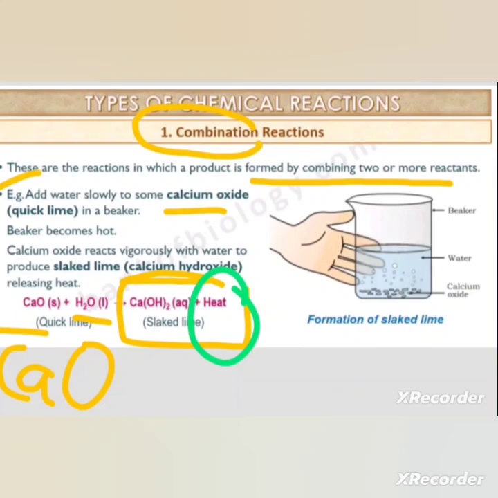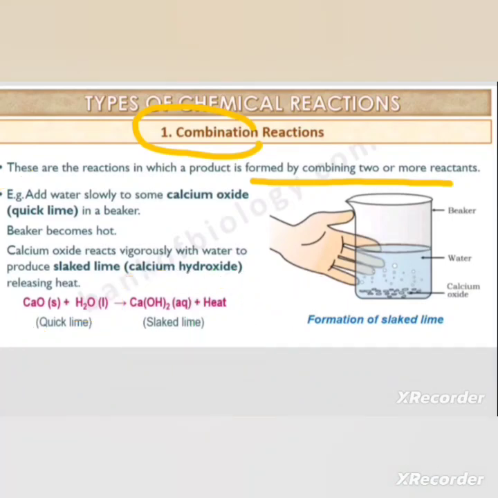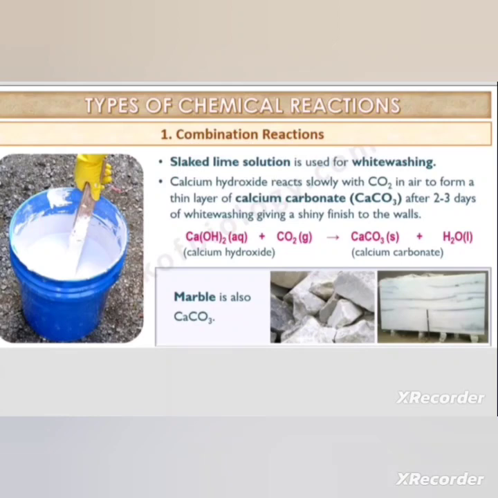So when this reaction happens, the beaker becomes hot. Why? As we studied yesterday also, a reaction which releases heat along with the product is called an exothermic reaction. So this is also an example of an exothermic reaction. Moving further, when we add calcium oxide in water, there is a formation of slaked lime. The slaked lime is used for whitewashing.